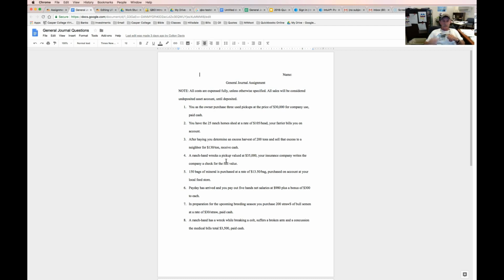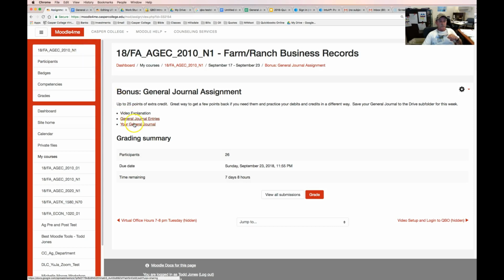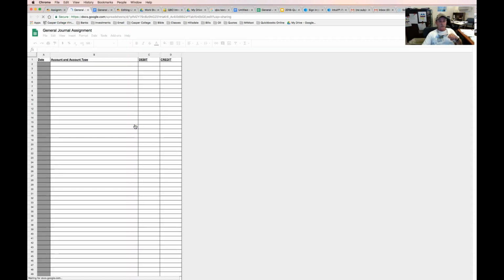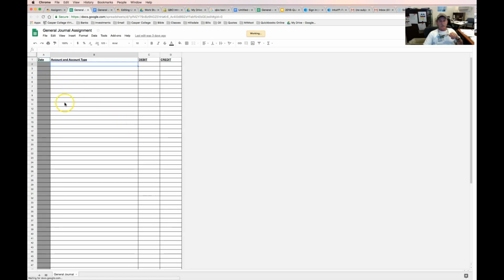That's all there is to it. Now, let's go back to the assignment. We're going to go find our general journal. Now, typically we put a date here, and then we'd enter the account and the account type. Okay? What account type I want you to actually tell me. Is it an asset account, liability account? Is it an equity account? Is it a revenue or an expense account? 5 different accounts that you get to pick.